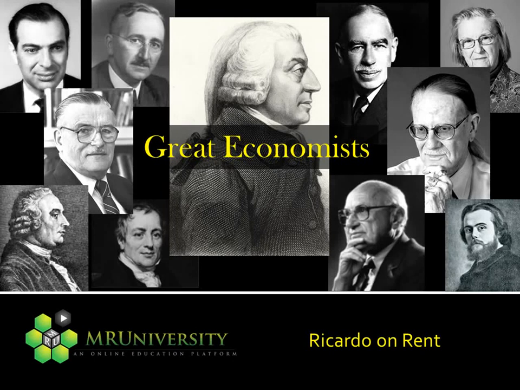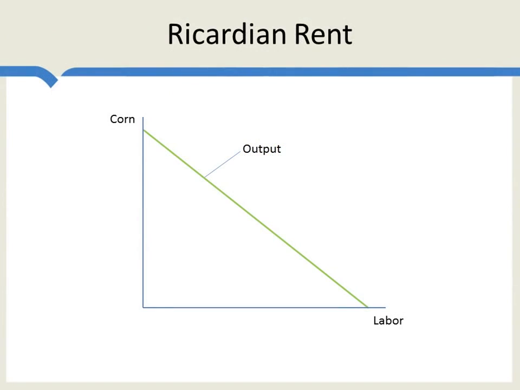Today we look at Ricardo on rent. The Ricardian theory of rent can be explained in a partial equilibrium context and given a neoclassical interpretation. I'm going to begin with that interpretation, but then later I'm going to step back and show how the theory is interpreted in the classical context, where it actually has quite a different meaning.